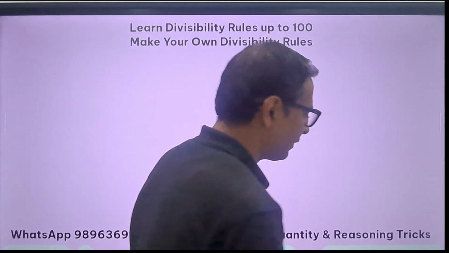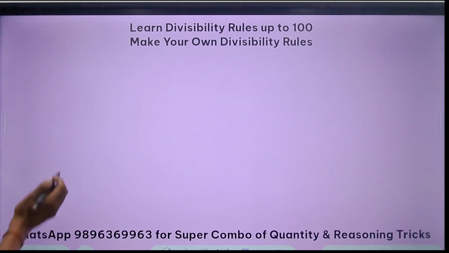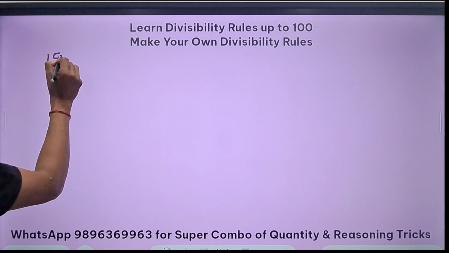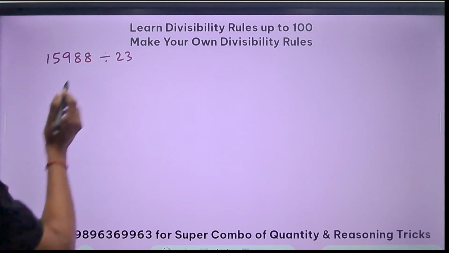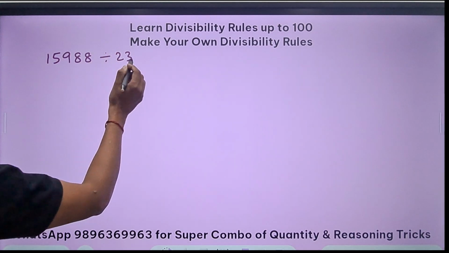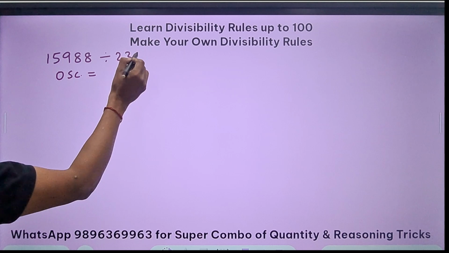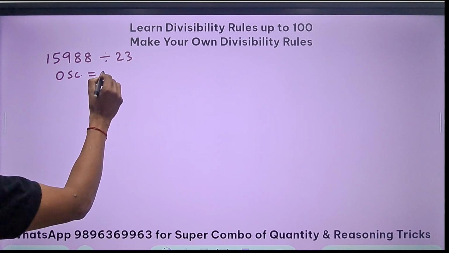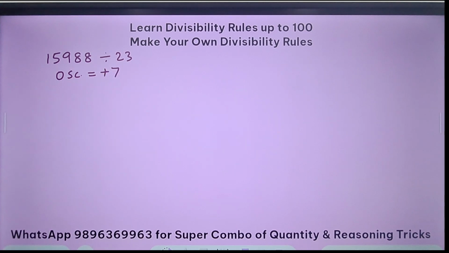Let's check some questions now. I want to check whether 15988 is divisible by 23 or not. So when I did the oscillator concept, the oscillator for 23 is 23 times 3, 69, so plus 1, so 70. So plus 7 is the oscillator for 23.